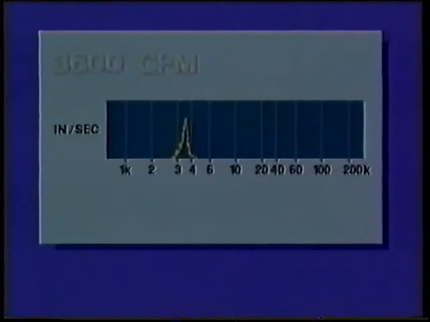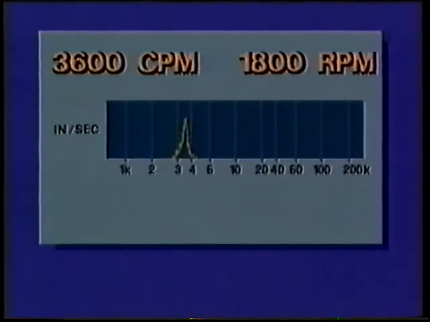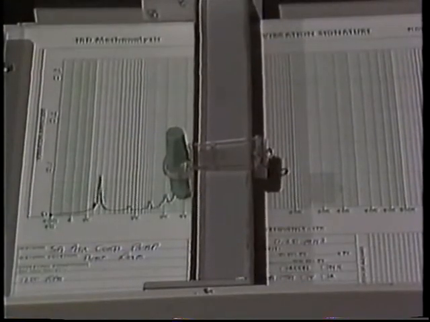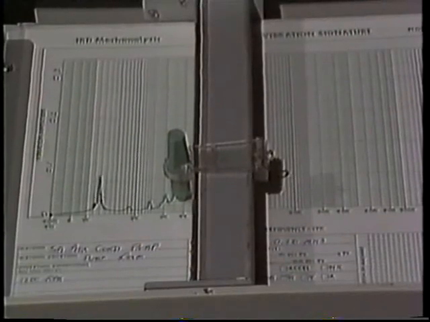When you compare the frequency of vibration in CPM to the equipment's operating speed in RPM, you can see whether any pattern is evident. Here, the peak amplitude occurs at 2 times the operating speed of the equipment, so the equipment is said to have a vibration multiple of 2. Different vibration multiples can indicate different causes of vibration.